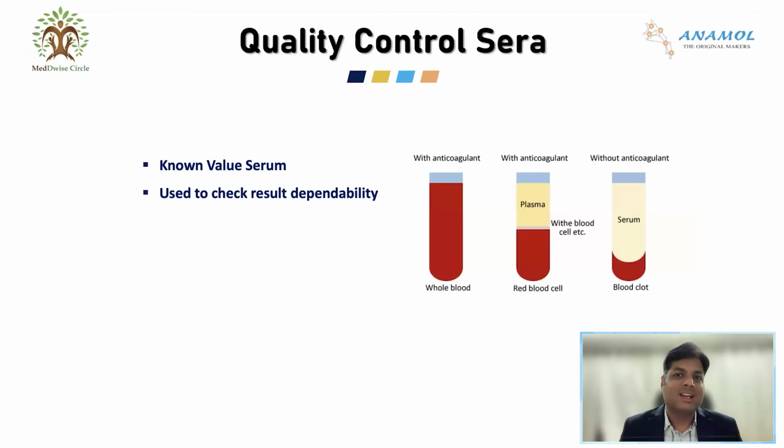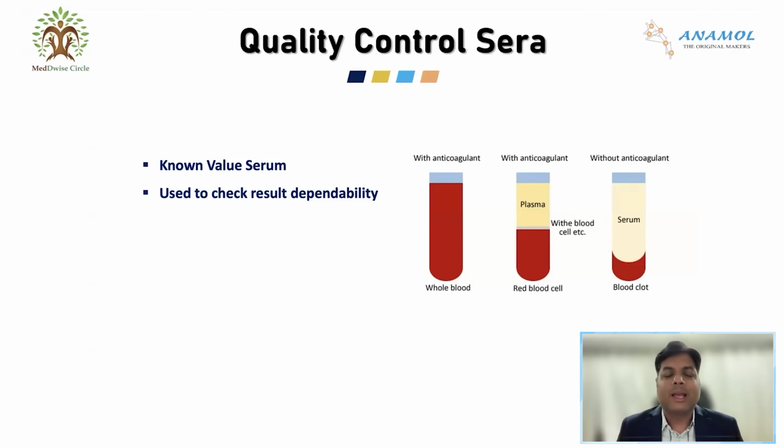So QC Sera, or quality control sera, is nothing but a human serum for which the value of that particular analyte is already known to us. This is important for two primary reasons. Number one reason is the QC Sera is used to calculate the value of unknown sample.